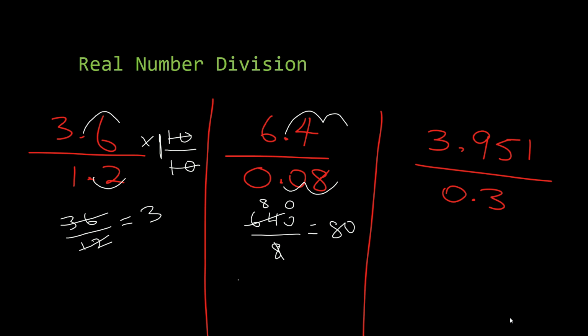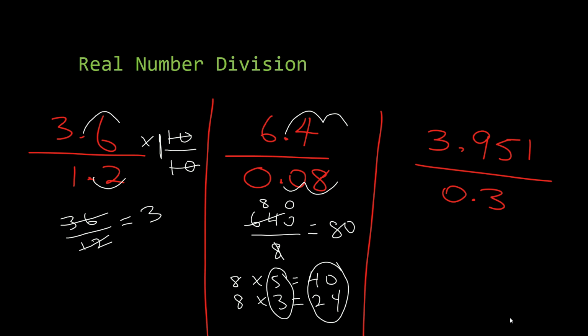We know that 8 times 5 will be equal to 40. And we also know that 8 times 3 will be equal to 24. Notice when we add these two together, we get 64, so therefore 5 and 3 is 8. So we get the 80. Let's do the last one.